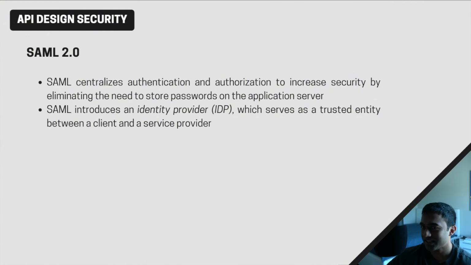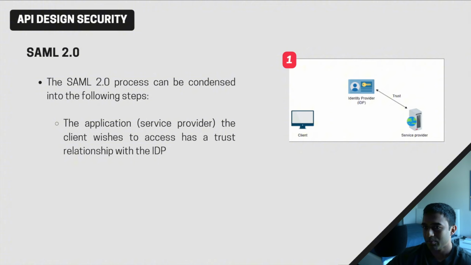SAML centralizes authentication and authorization to increase security by eliminating the need to store passwords on the application server. SAML introduces an identity provider, or an IDP, which serves as a trusted entity between a client and a service provider. So the SAML 2.0 process can be condensed into the following steps.